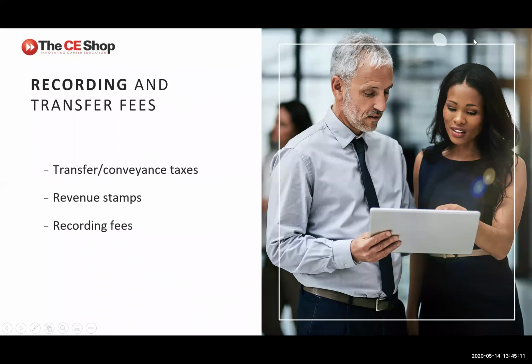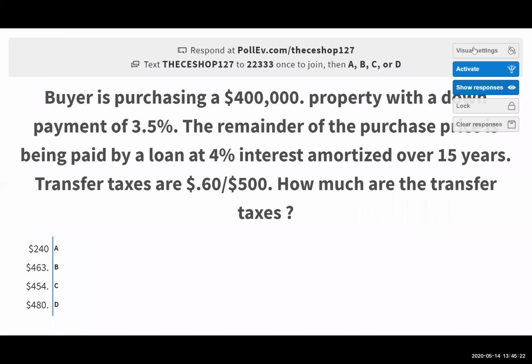Recording and transfer fees. This is for recording fees, revenue stamps, transfer and conveyance taxes, a little bit of everything. You got a buyer that's purchasing at $400,000, property with a down payment of 3.5%, FHA loan. Remainder of the purchase price is being paid by a loan at 4% interest, amortized over 15 years. Transfer taxes are 60 cents per $500 in taxes. How much are the transfer taxes?